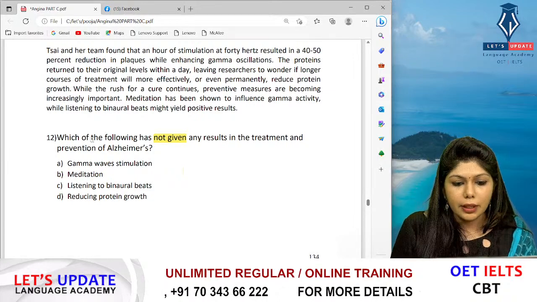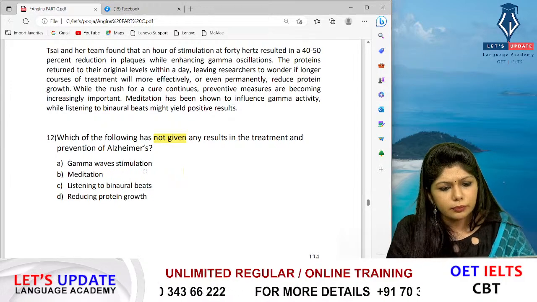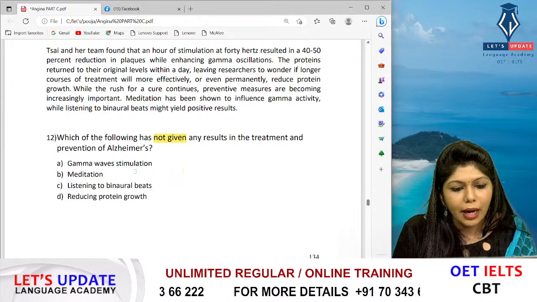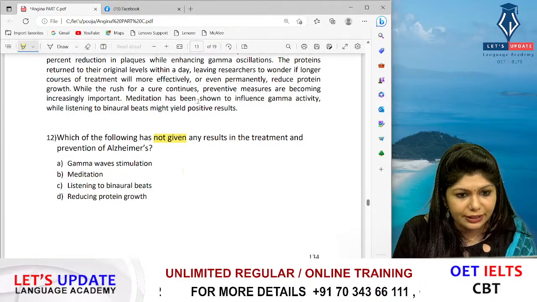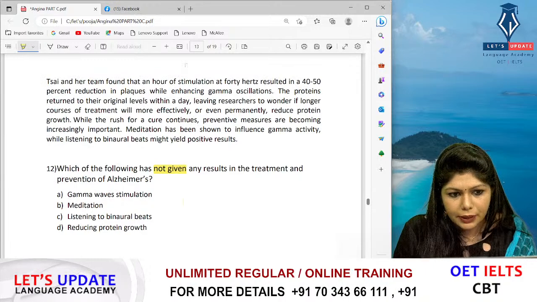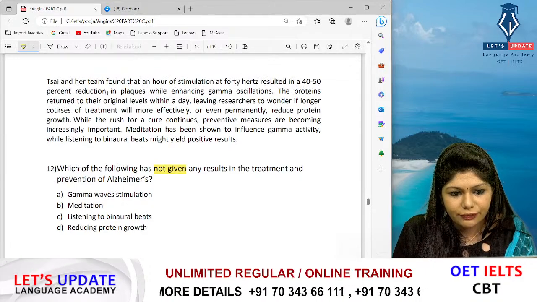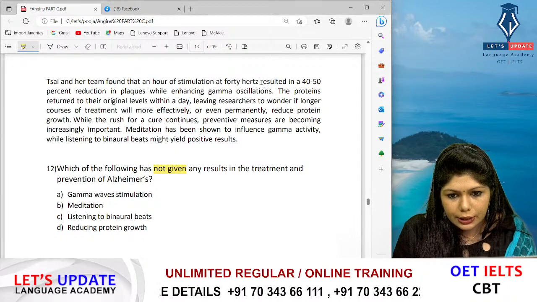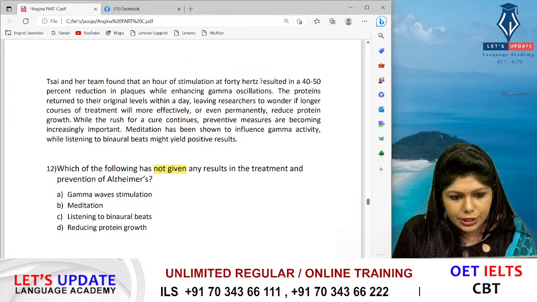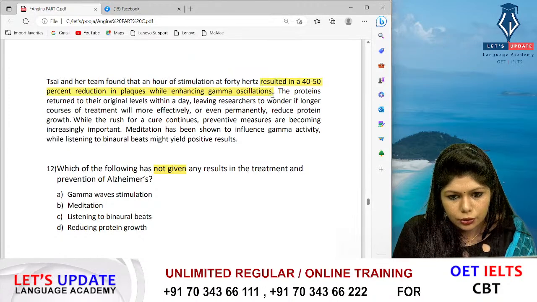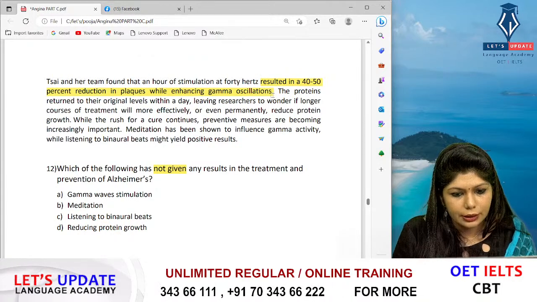So here, let's just solve this question. Look at option A, gamma wave stimulation. Is that mentioned? Yes, it is mentioned over here in the very first sentence. Sai and her team found that an hour of stimulation resulted in a 40-50% reduction in plaques while enhancing gamma oscillations. So that is something they have got results for.